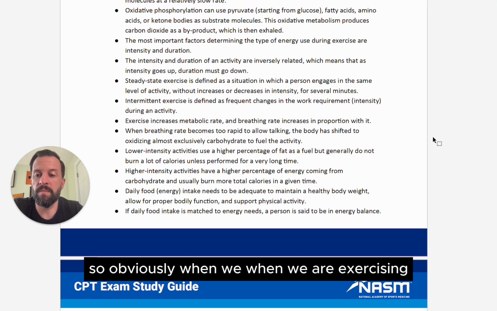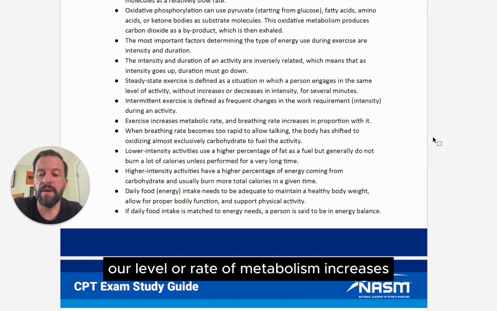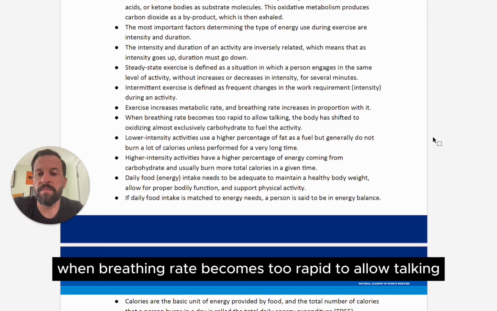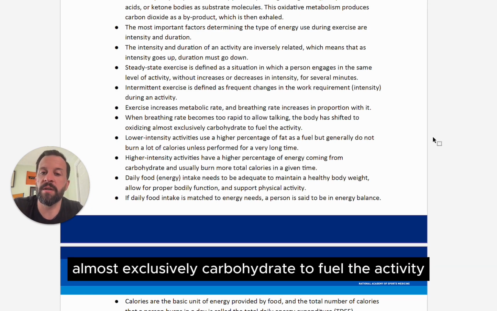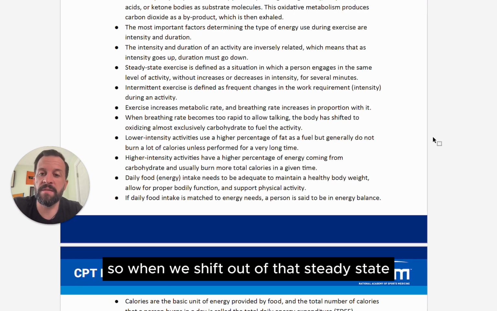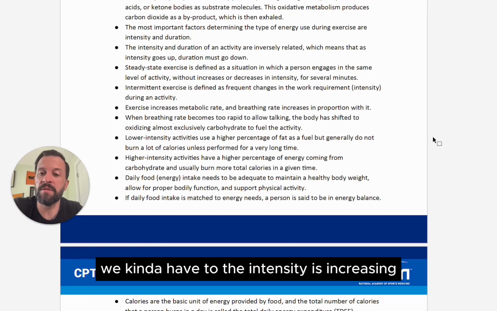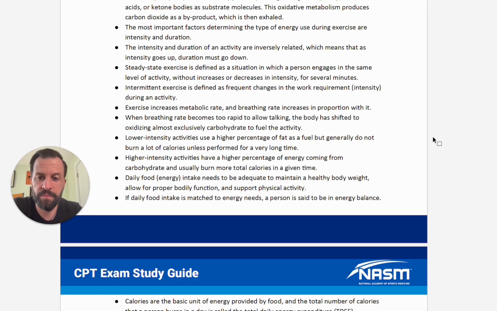Exercise increases metabolic rate, and breathing rate increases in proportion with it. So obviously when we are exercising, we're using more energy, and our level or rate of metabolism increases. When breathing rate becomes too rapid to allow talking, the body is shifted to oxidizing almost exclusively carbohydrate to fuel the activity. So when we shift out of that steady state, out of that aerobic or oxidative energy system, the intensity is increasing, and we have to shift a little bit more potentially towards glycolysis.